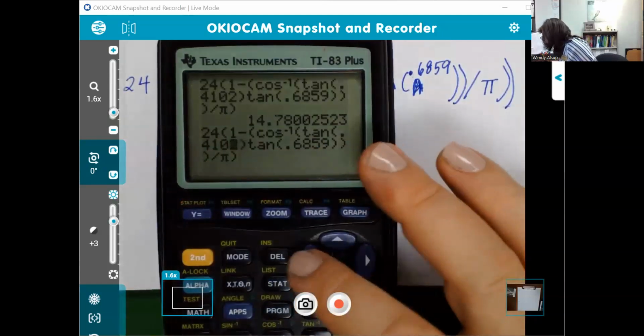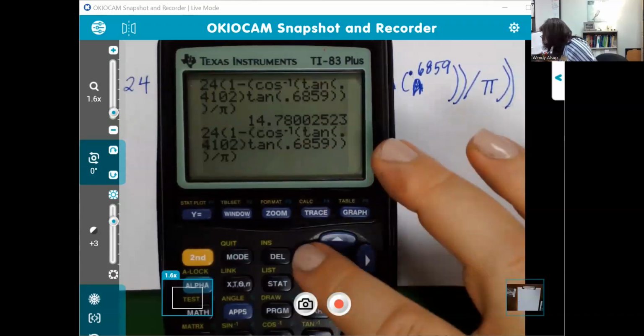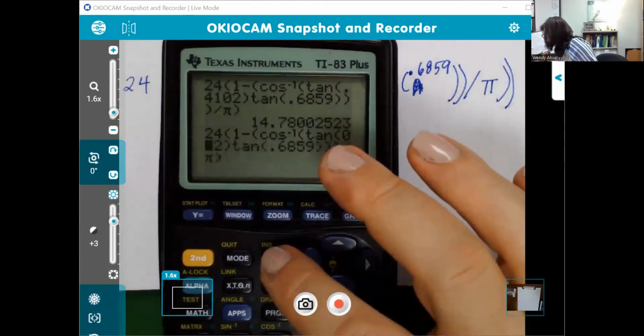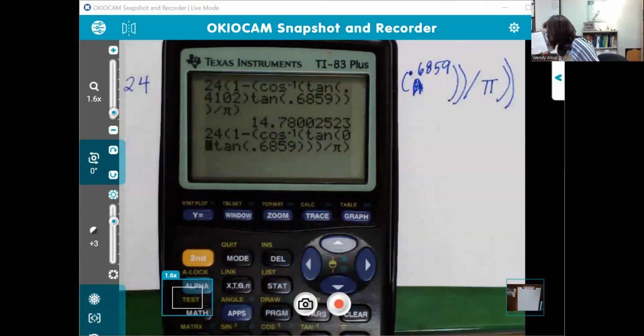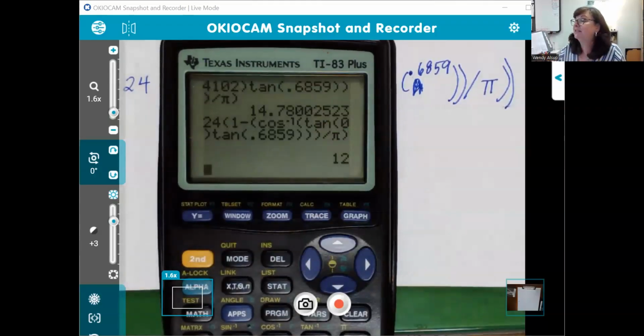Now I'm just taking the tangent of 0. I can delete out the 4, the 1, the 0, and the 2, and that's right. Drum roll. 12 hours. And that makes sense that at the vernal equinox, your day is kind of half and half. And then for the last one, my letter C was on July 4th.